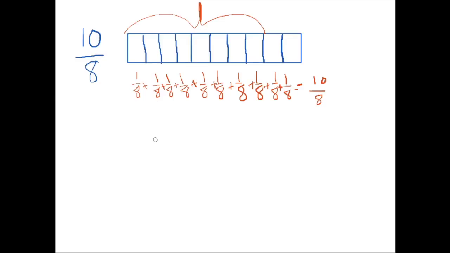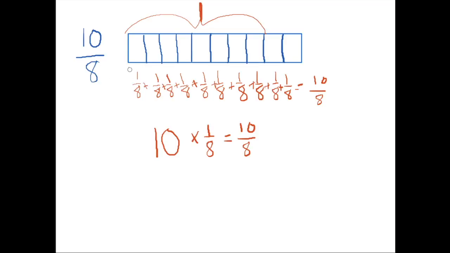Now, to write this as a multiplication sentence, I want to think about how many equal groups I have and what the value of each group is. So in this particular example, I have 10 equal groups, and each group is 1/8. So 10 equal groups of 1/8, or 10 times 1/8, equals 10/8. I can decompose this even further.